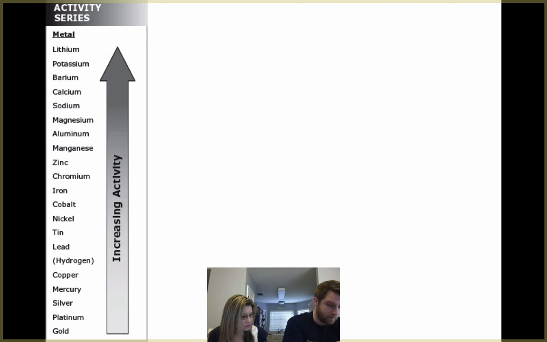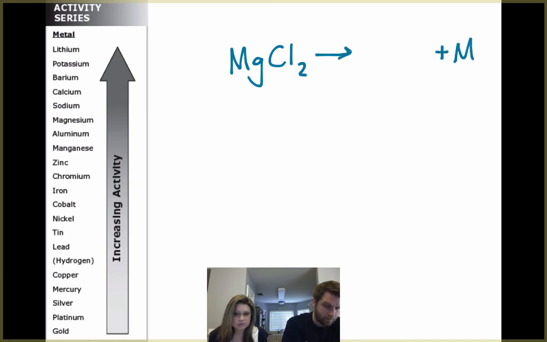So let's pretend we have magnesium chloride. I'm just going to leave a bunch of space. How do I get magnesium out of there? If magnesium is right here, what could I use to get magnesium out? You need something more reactive than magnesium, which would be anything above it: sodium, calcium, barium, potassium. Let's do potassium.